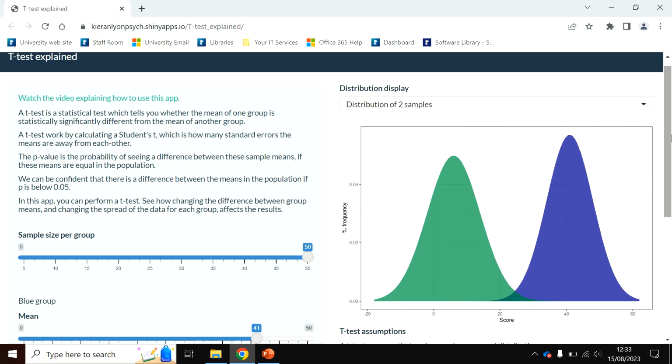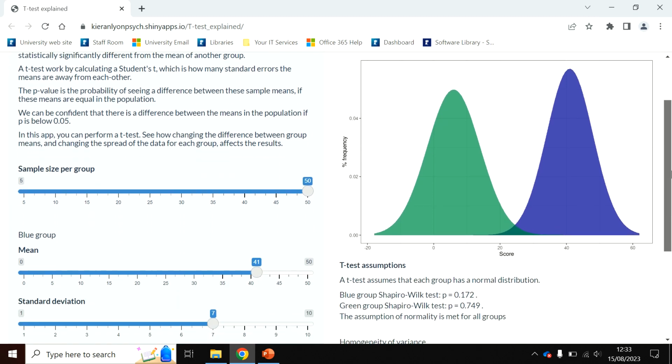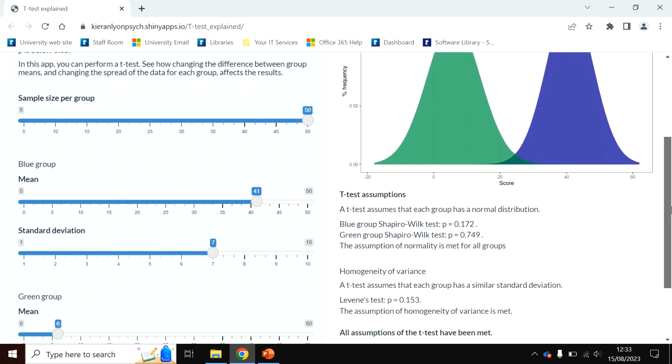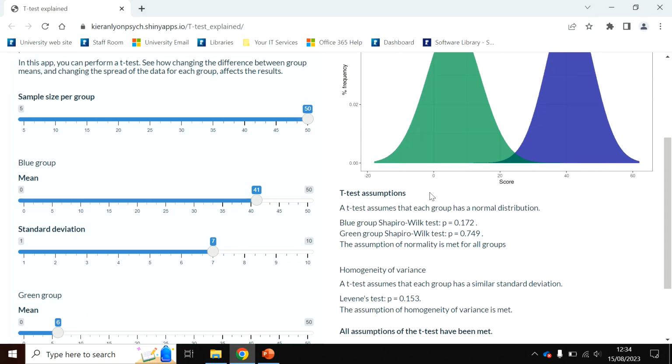Now, before we get to do the t-test itself, we need to meet the assumptions of the test, because the test assumes a few things. And we can only really trust the t-test, or we need to be a bit cautious about the t-test, if it doesn't meet some of these assumptions. So we need to check a few things in advance. And in this app, you can see it has a section here, t-test assumptions.